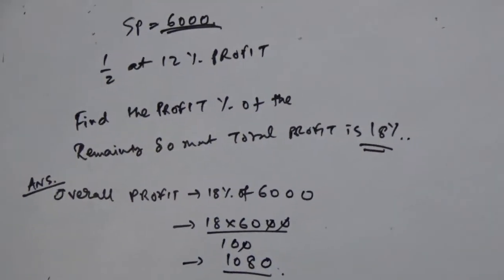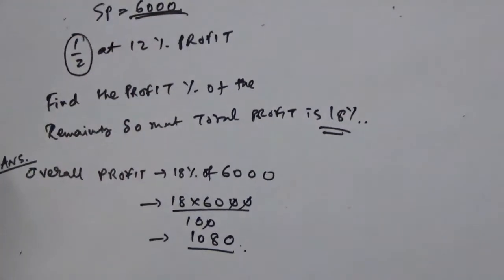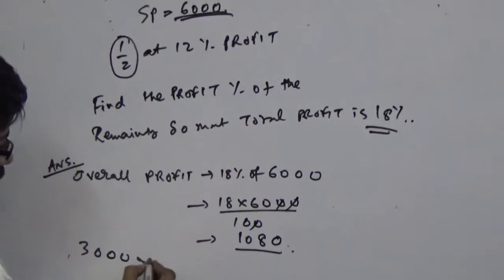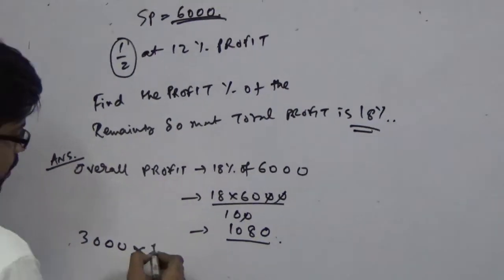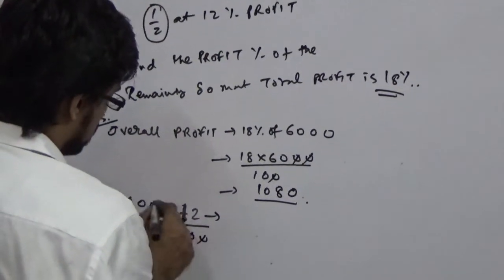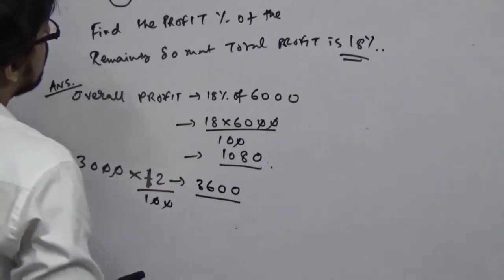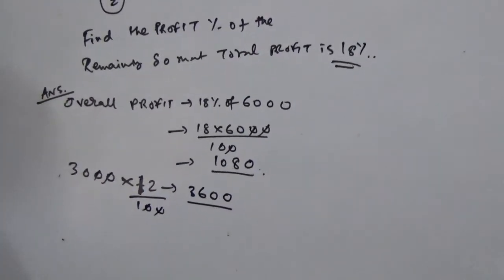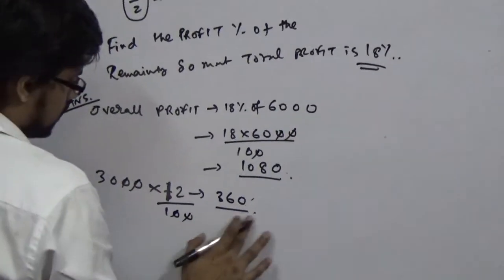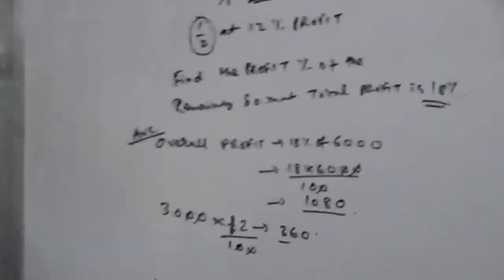Now how much profit has he already made? Half of the item means 3,000 is sold at 12%. So already he has made a profit of, half of the item is sold at 12% profit, so this is 360. Okay. So he has already made a profit of 360 rupees.